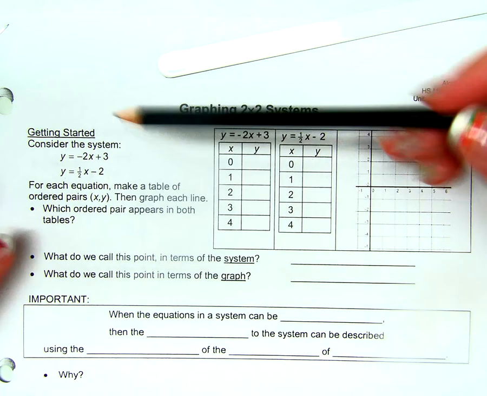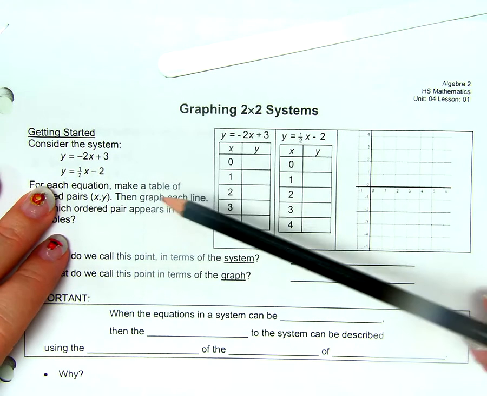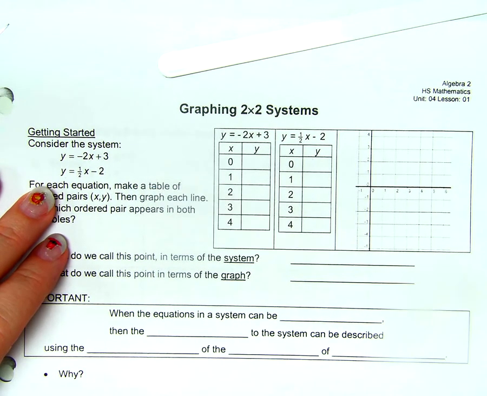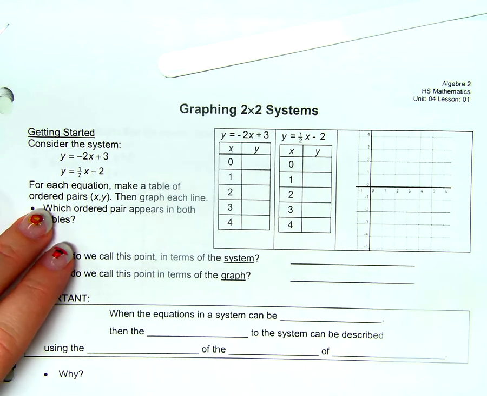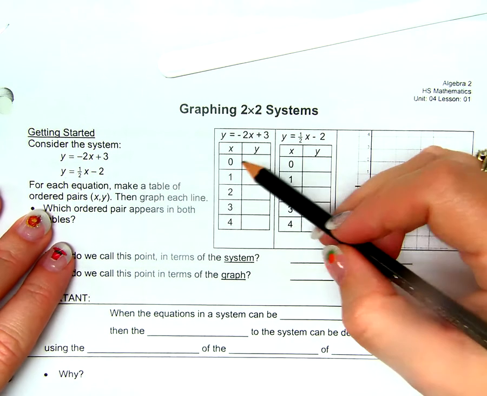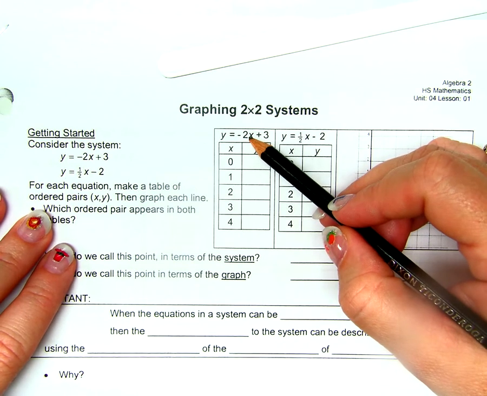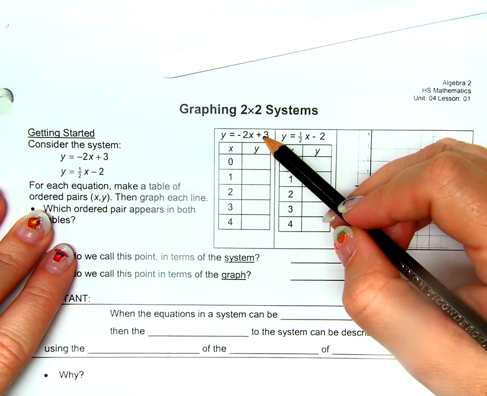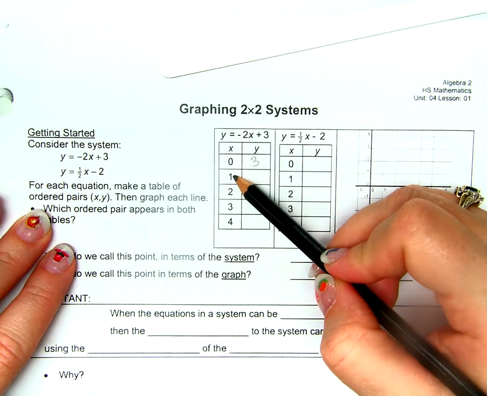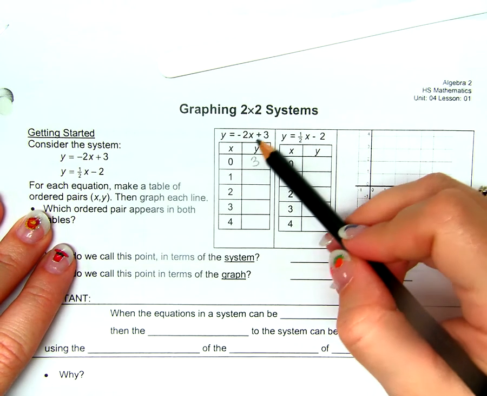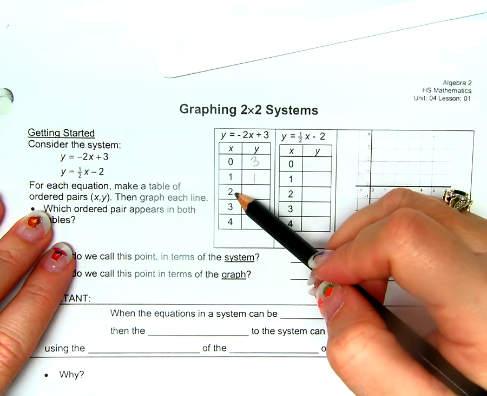Okay, consider this system. y equals negative 2x plus 3, y equals 1/2 x minus 2. For each equation, make a table of ordered pairs and then graph each line. So let's do that first. Okay? So if x is 0, what is y? Negative 2 times 0? 0 plus 3? 3. Negative 2 times 1? Negative 2. Negative 2 plus 3? 1. Very good. Negative 2 times 2?